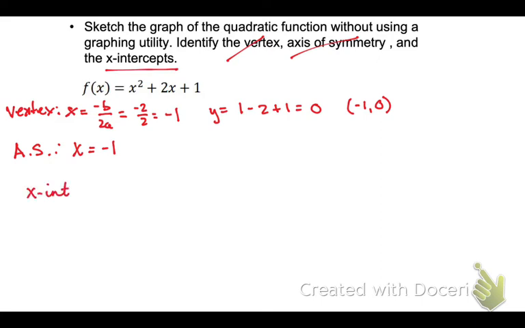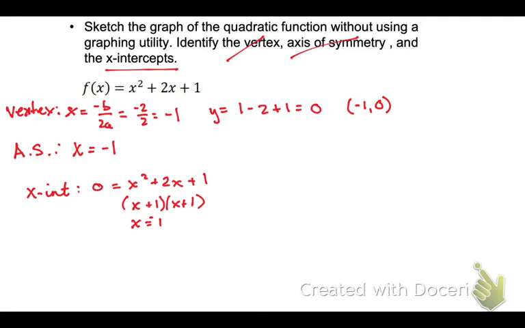How do I find x-intercepts on any equation, no matter what it is? Turn x into y? No, that would be the inverse. How about set it equal to 0? Set it equal to 0. And it's quadratic, so I have to factor or use the quadratic formula, yes? Factors of 1 that add to 2: 1 and 1. So x plus 1, and x plus 1. x equals negative 1.